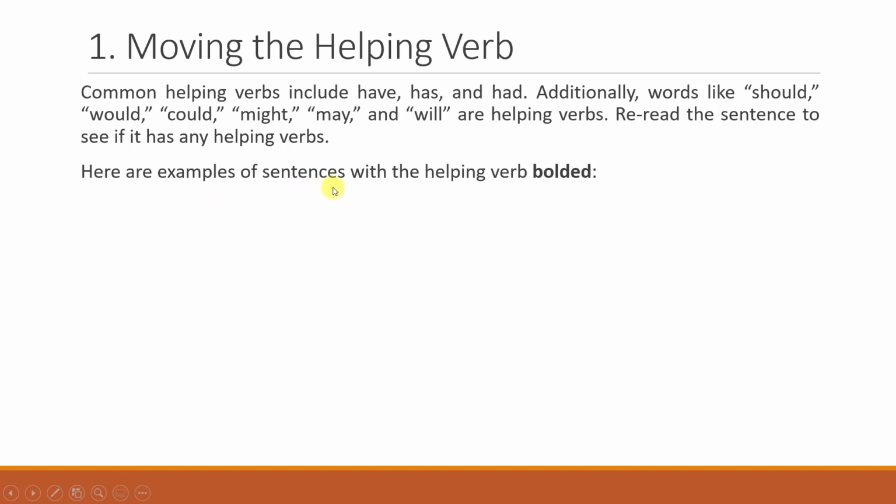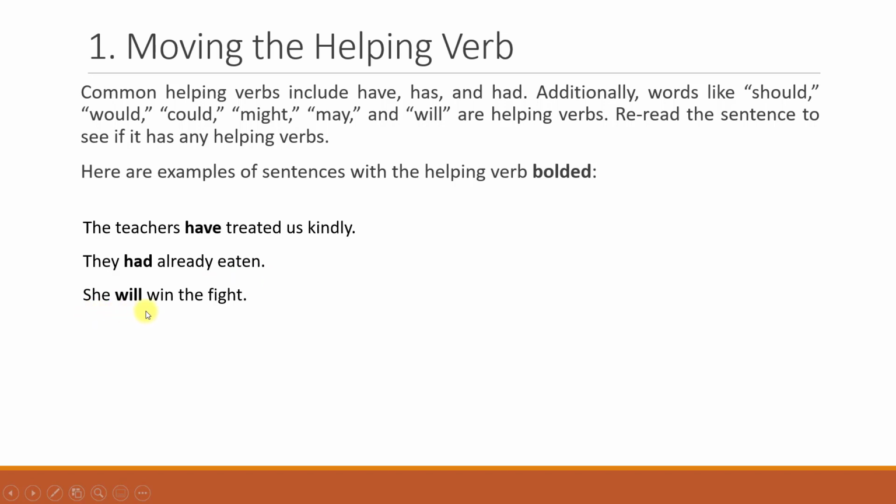Here are examples of sentences with a helping verb bolded. The teachers have treated us kindly. They had already eaten. She will win the fight. My cat would climb the tree. A pie can feed 8 people.